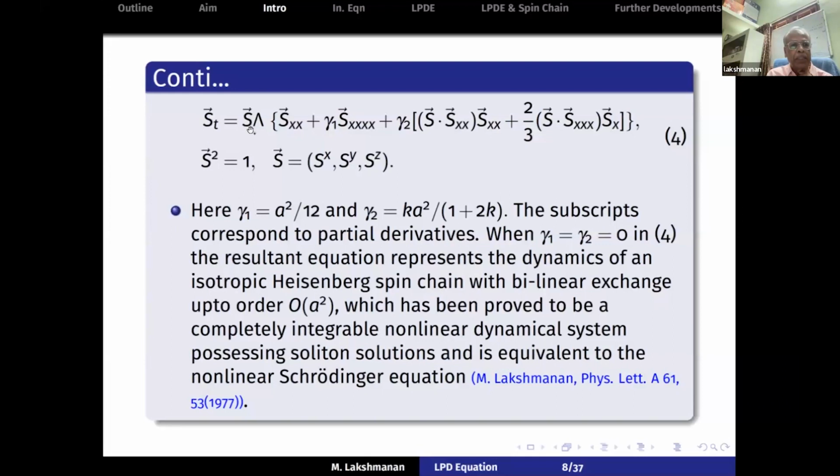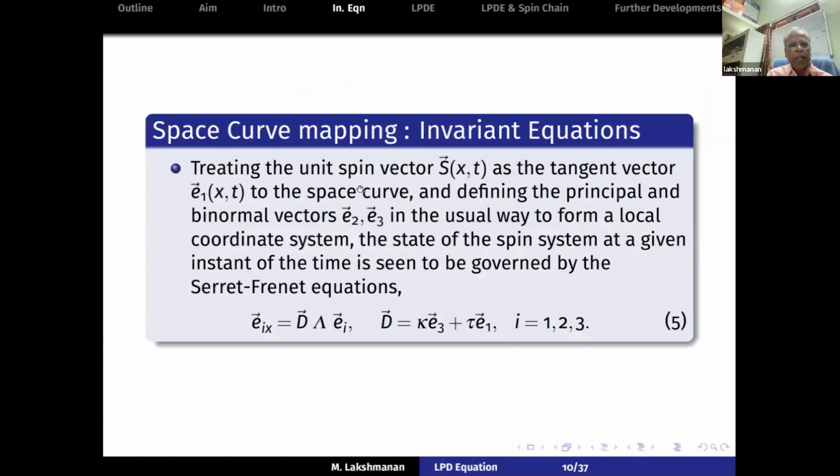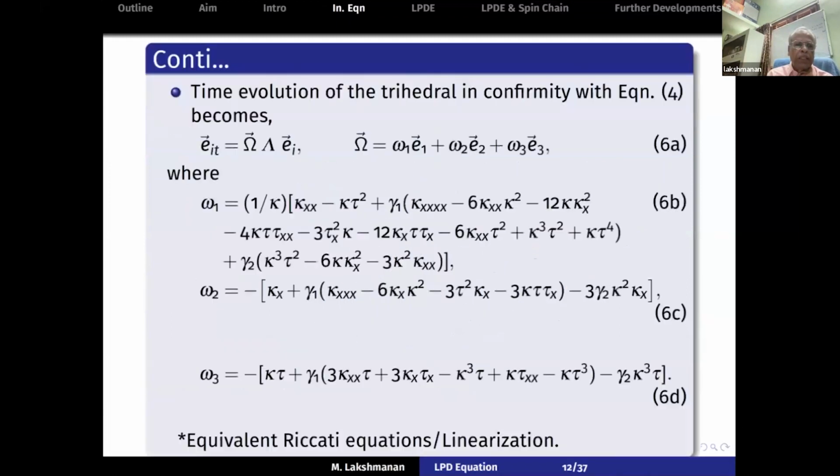So ds by dt equal to S cross d square S by dx square plus gamma 1 d power 4 S by dx power 4 and so on. I would like to consider that particular equation. Since S is a unit vector, I can map this unit spin vector as the tangent vector of a space curve and define the principal and binormal vectors E2 and E3 to complete a local coordinate system, so that you have the standard Serret-Frenet equations for the spatial variation, E_ix equal to D vector product E_i, where D is the vector kappa E3 plus tau E1, where kappa and tau are the curvature and torsion.